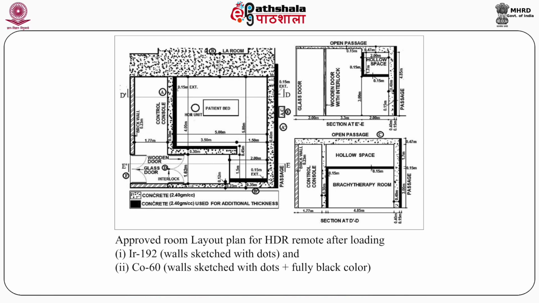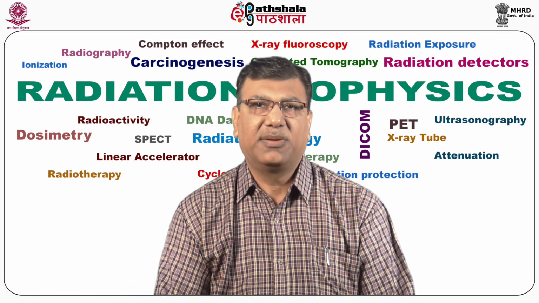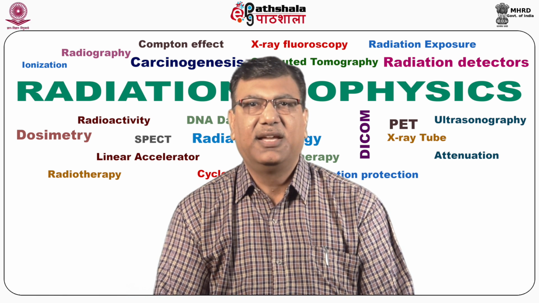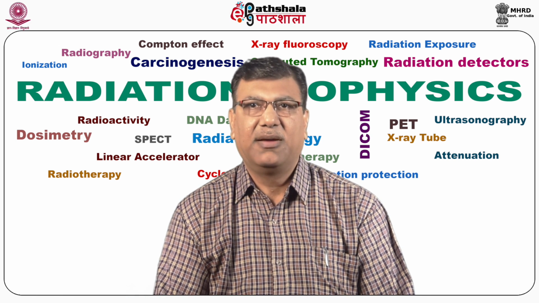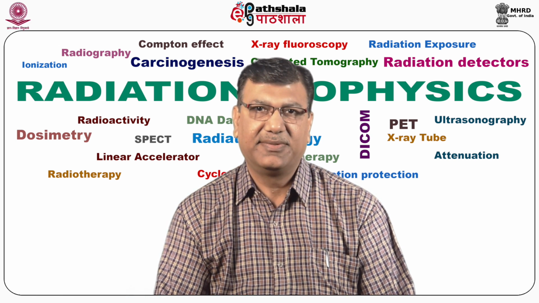Mostly iridium-192 and cobalt-60 sources are used in high dose rate machines. Earlier, in low dose rate, cesium-137 sources were used, but most of the centers have now discarded the low dose machines. Now mostly high dose rate brachytherapy machines are used. Now the summary of this lecture: high dose rate brachytherapy has much improved treatment techniques.